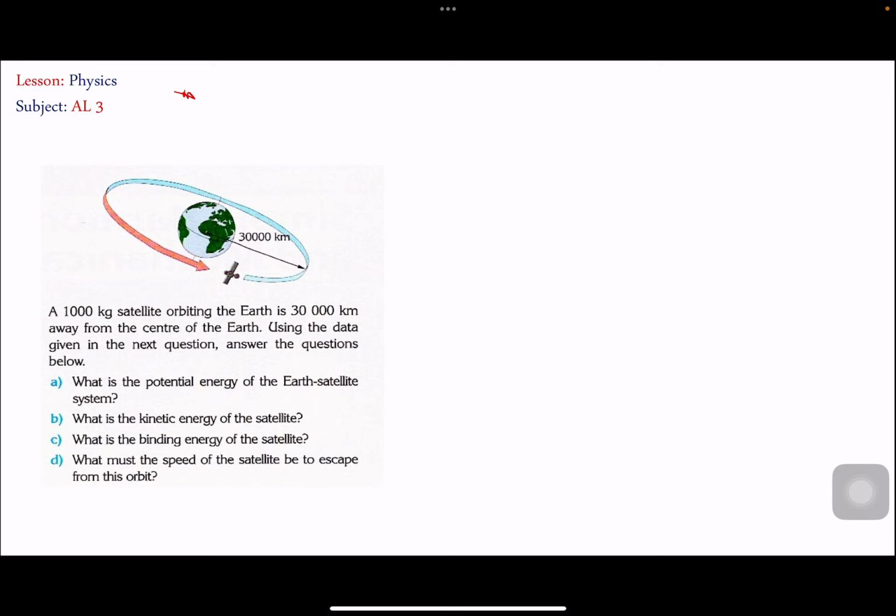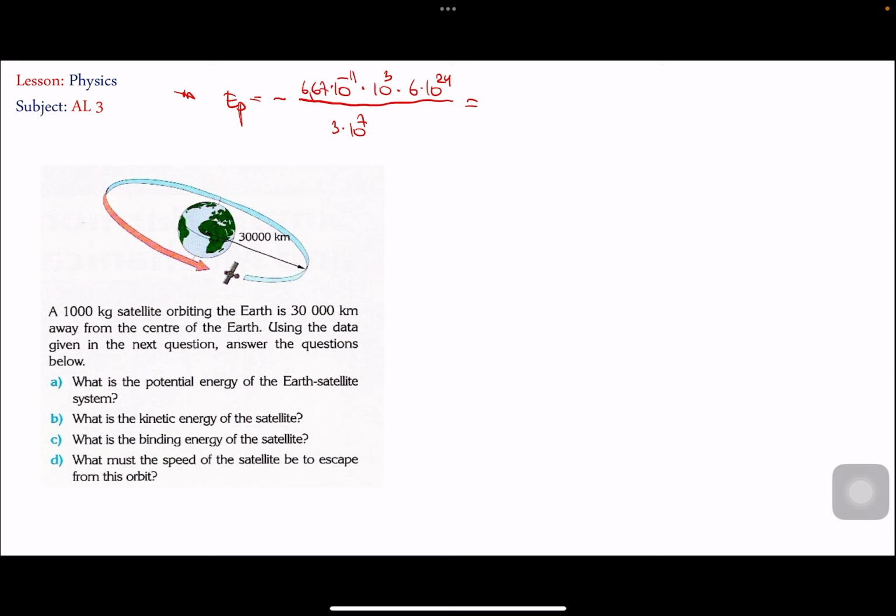Now, the first thing that I have to calculate is the potential energy between the satellite and Earth. What should I do? I will plug in the numbers instead of letters. I have minus G, which is 6.67 times 10 to the power minus 11, times the mass of satellite, that is, let me write it in terms of 10 to the power 3, and times the mass of Earth, that is 6 times 10 to the power 24, and over the radius, that is 30,000 kilometers. Let me write it in terms of powers here. I have 3 times 10 to the power 7.